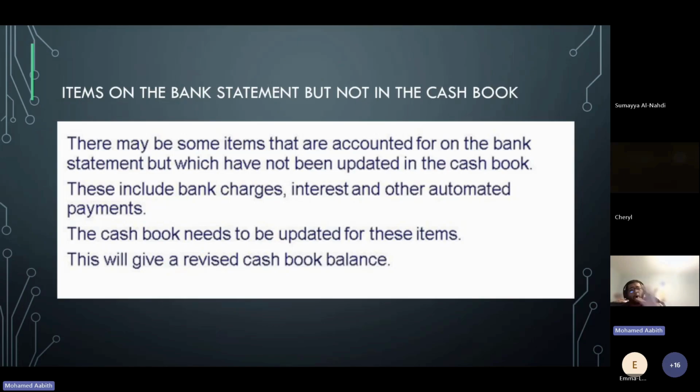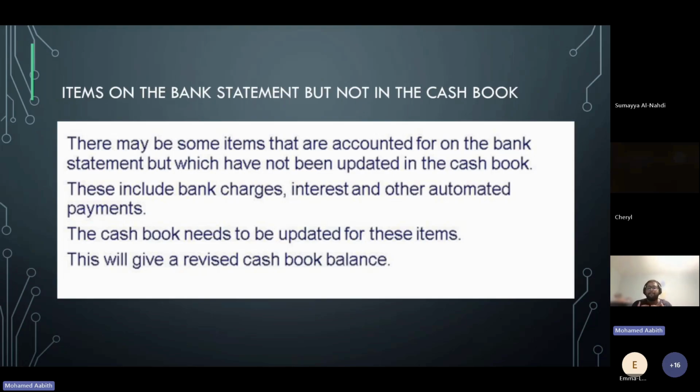But after you've done all the matching, what do you do? You check your bank statement for anything left on the bank statement which is not in your cash book yet. For example, something like bank charges, interest, any other automated payment. These ones are in your bank statement. What is the meaning of that? The money has already been either added to your bank balance or taken away from your bank balance on the bank statement. But they are yet to come into our cash book because we are not aware of it. Certain things we may not know until we see the bank statement.